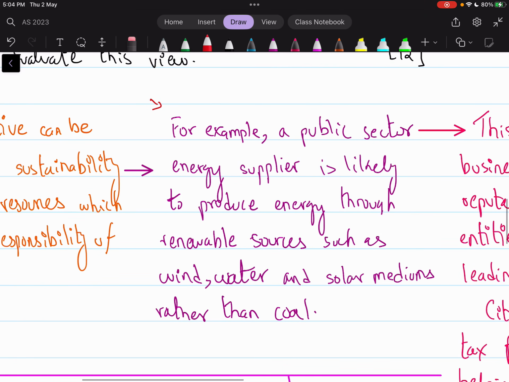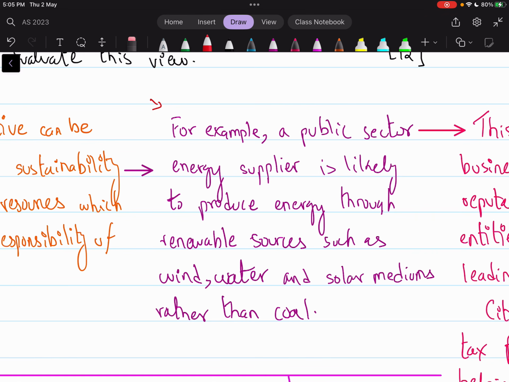And the application is, for example, a public sector energy supplier is likely to produce energy through renewable resources such as wind, water and solar mediums rather than coal. Now think of the impact. Remember, this is a public sector business, so profits will increase, may not be relevant. Market share will increase, may not be relevant. The typical objectives of a private sector business may not apply here, and if you were to mention those impacts, you will be losing marks.